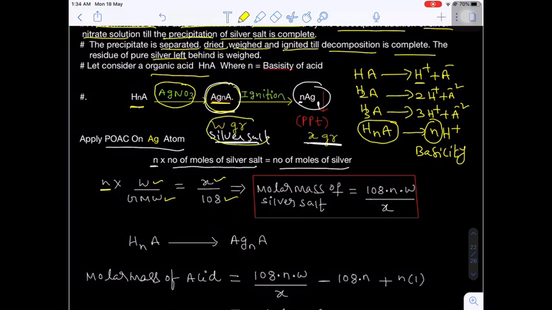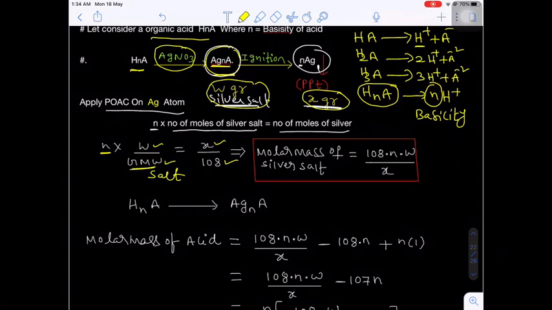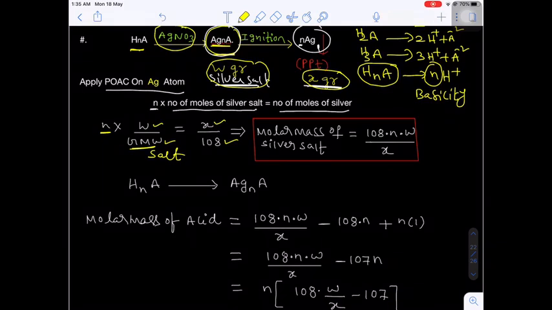Let's suppose the weight of the silver salt is W and the weight of the silver that gets precipitated is X. From here we can find the molar mass of the silver salt. This is the molecular weight of the silver salt only. Now from the molecular weight of the silver salt we can find the molecular weight of the acid also. How? The molecular weight of the acid is equal to the molecular weight of the silver salt, 108 into N into W by X.